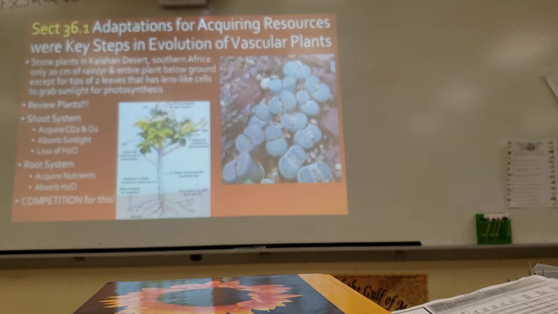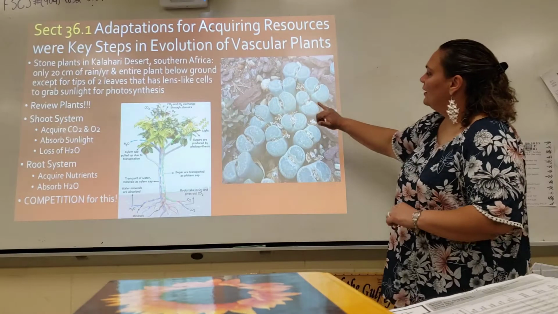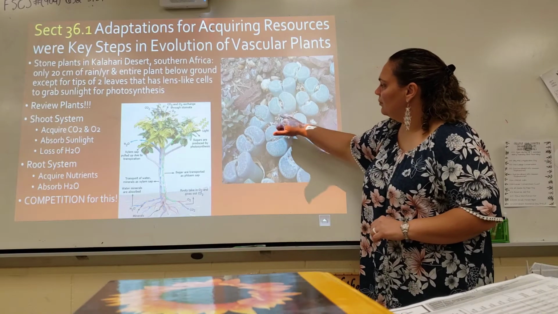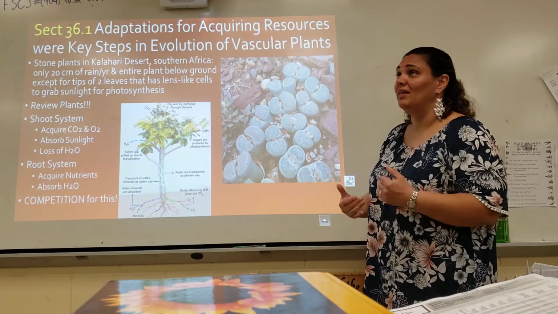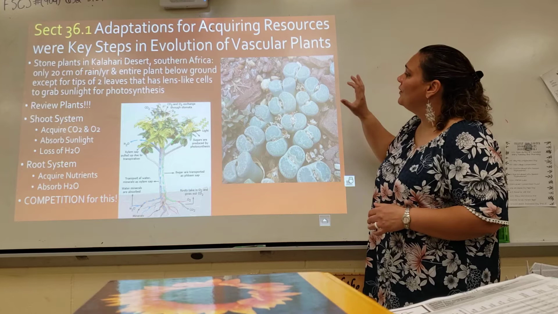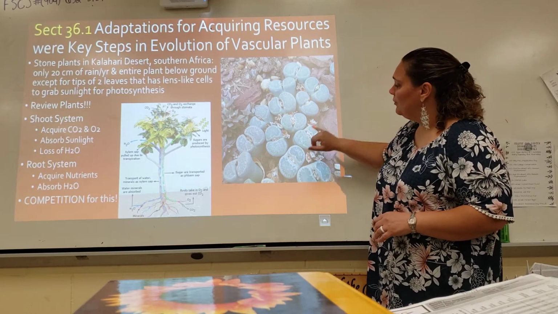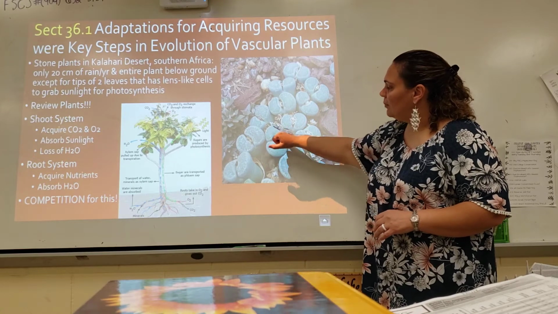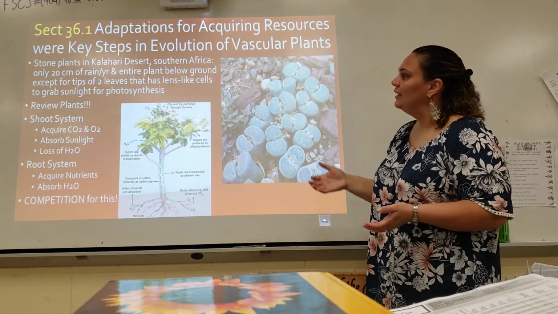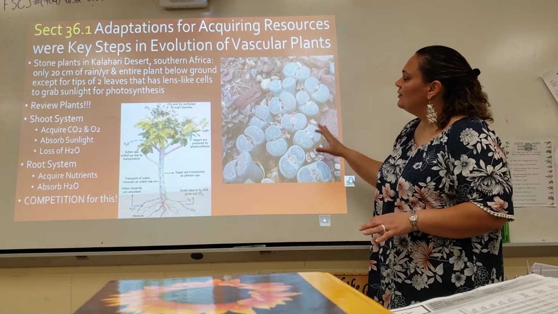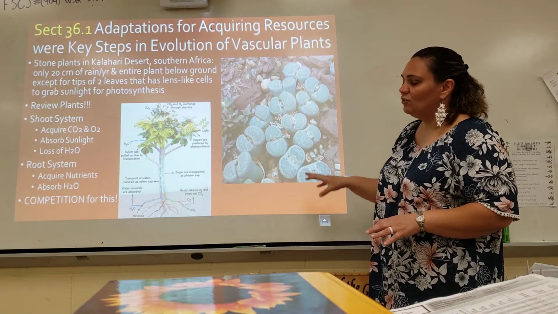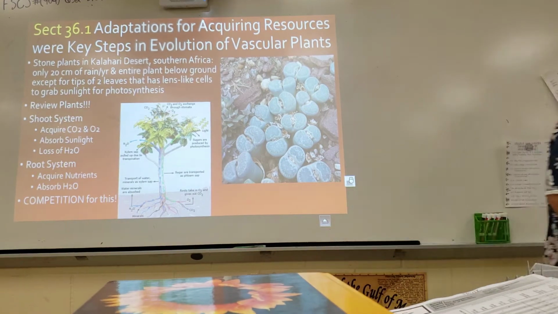This picture right here is kind of cool because it's showing you that sometimes plants are a lot smaller than what we think, at least above ground. These right here are called stone plants, and they're found in the Kalahari Desert in southern Africa. This is the only part of the plant that's above the ground. The entire rest of it is below the ground because they only receive 20 centimeters of rain per year.